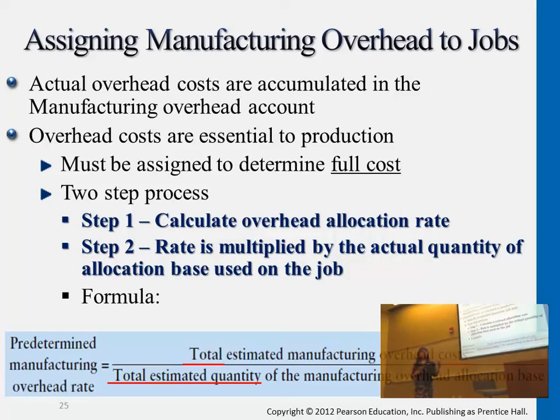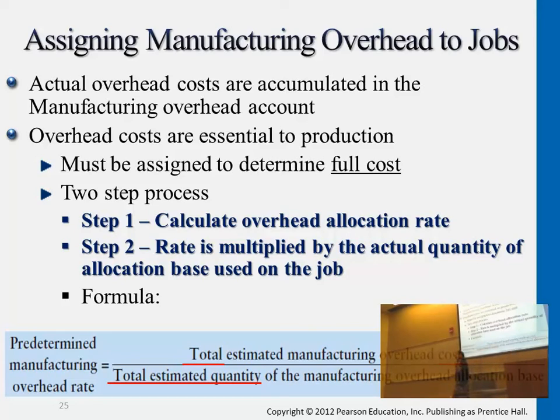So up front in the beginning of the year, we do a calculation estimating, just expecting the entire year's overhead cost, an estimation. Not the actual number, because we don't know this until year end. And then we estimate the quantity of overhead allocation base. This may seem a little confusing right now.